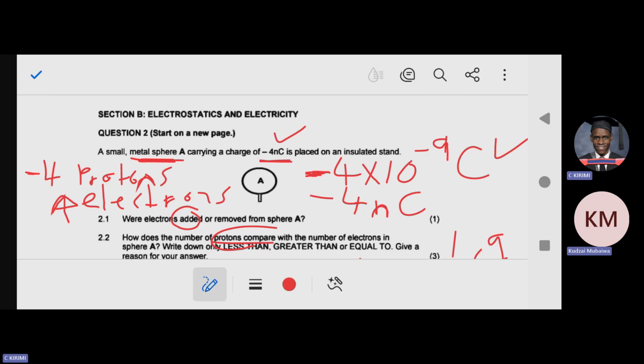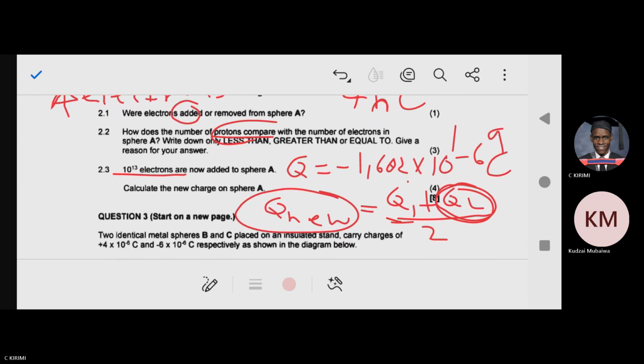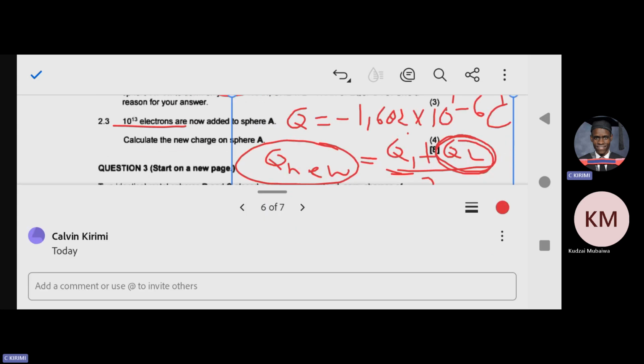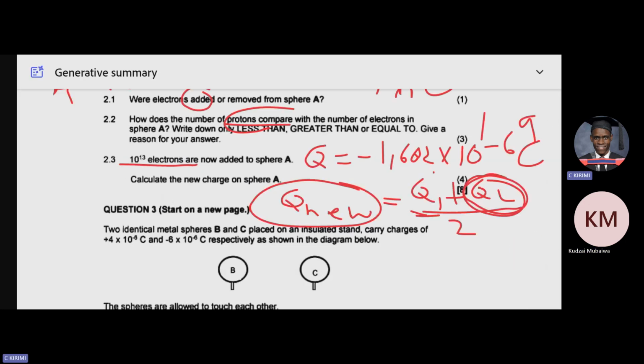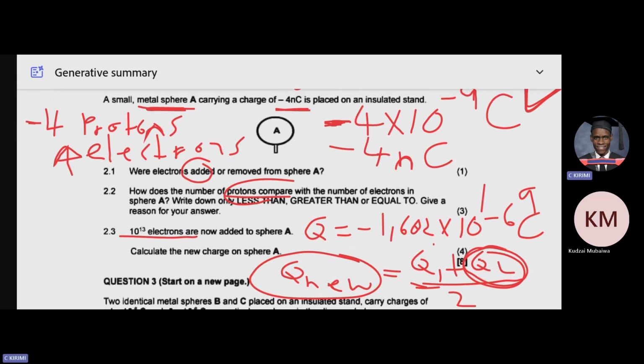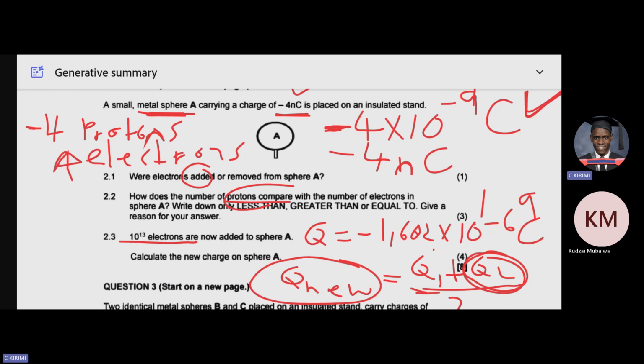So in other words, your Q new is going to be this number plus what we got here, plus a negative. So we are adding a negative to a negative, you get a negative. Okay. Yes, sir. So let's see what you are going to get there. We are adding those two numbers. Q1 is negative 4 times 10 to the power of negative 9 coulombs, plus that one, negative again, then you divide by 2. What are you getting? Yes, sir. Can I please quickly do it?